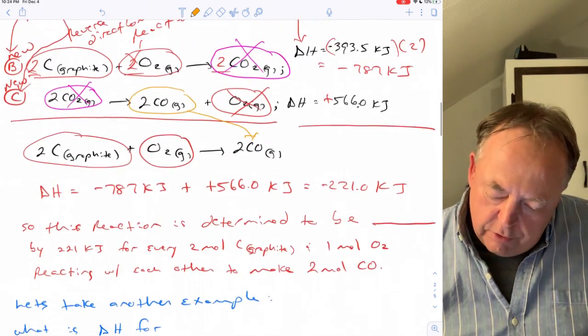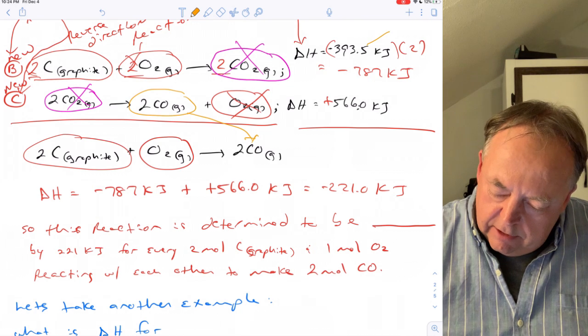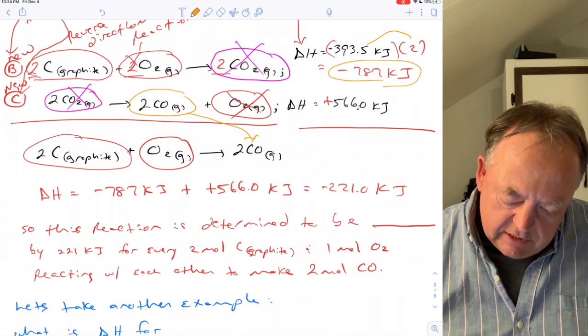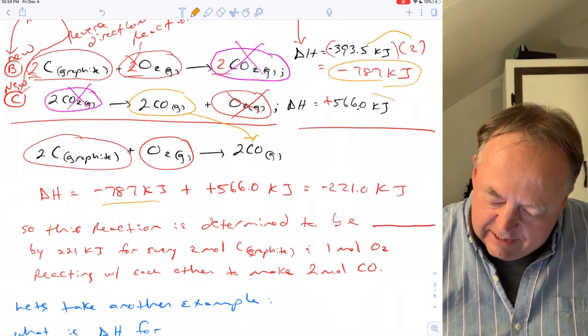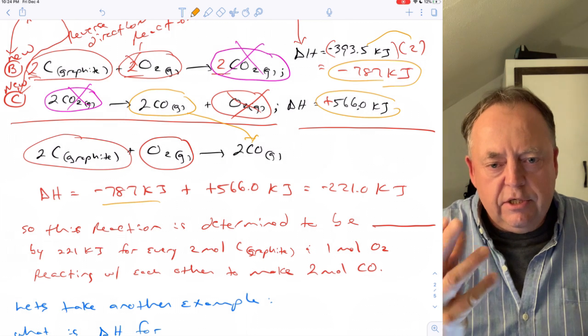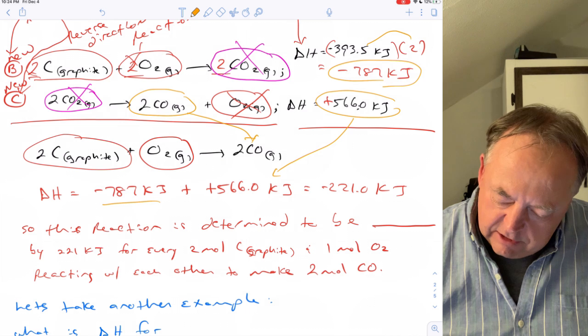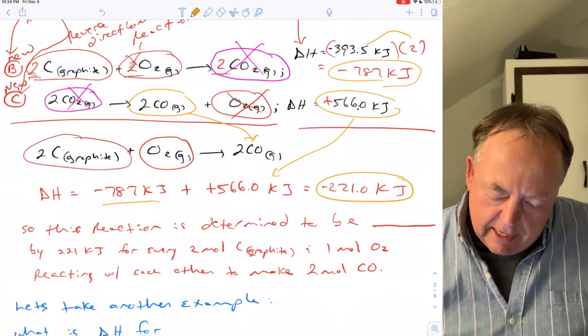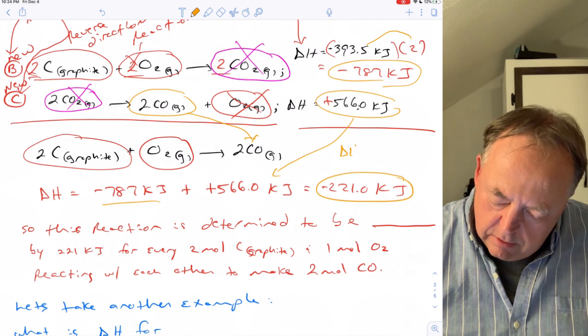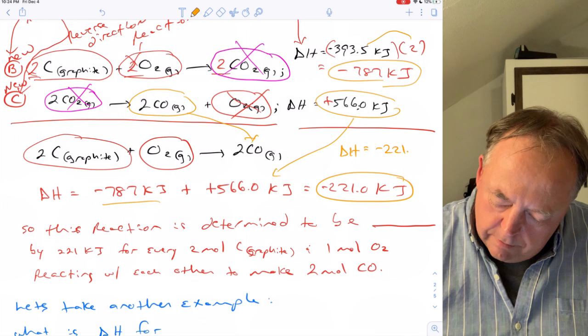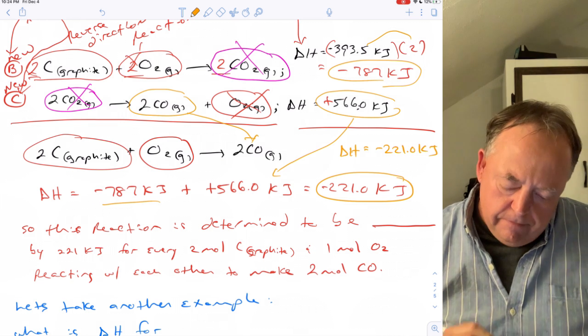Now all we have to do is add the delta H's together. We'll take this times 2, which gives you negative 787. And we change the sign of this since we reversed the direction of the reaction, so positive 566. We add those two together, so this reaction's delta H would be negative 221.0 kilojoules.